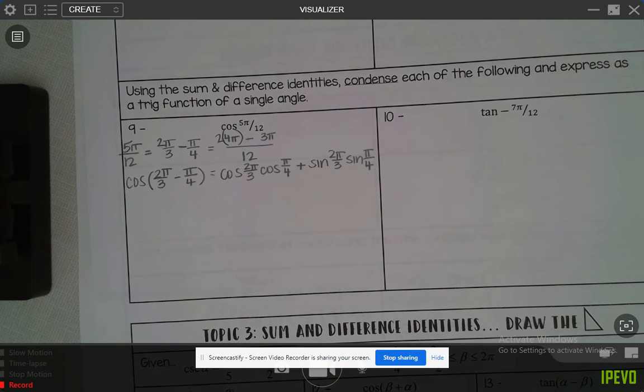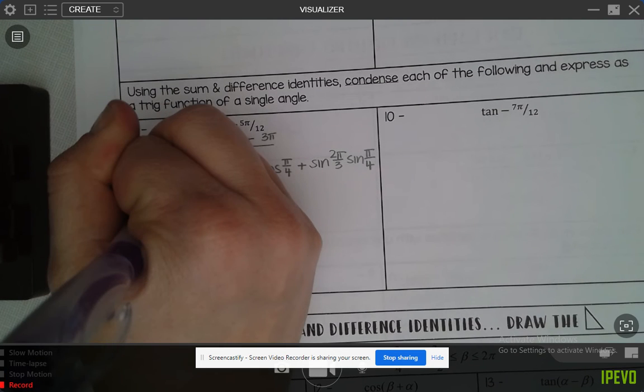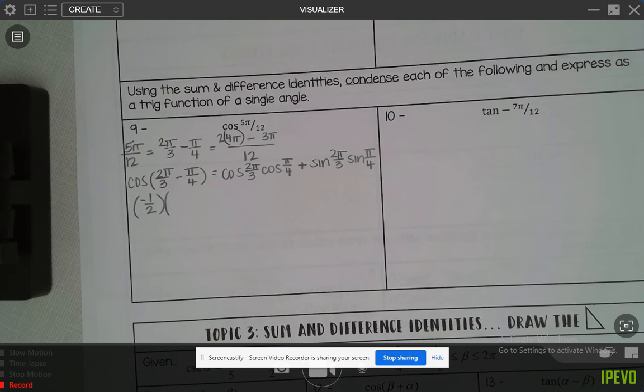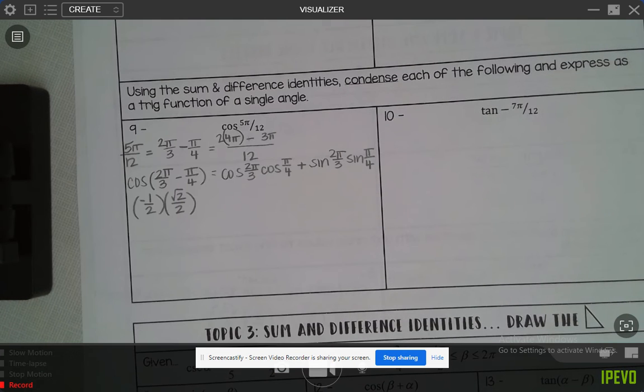Now start finding them. Cosine 2 pi over 3. What is my reference angle? Pi over 3. What's the cosine of pi over 3? That is 1/2. And 2 pi over 3 is in what quadrant? The second. So the 1/2 is negative. Negative 1/2 times the cosine of pi over 4, radical 2 over 2. That's one I think you guys should start to know. That and tangent of pi over 4, those should be fairly quick.